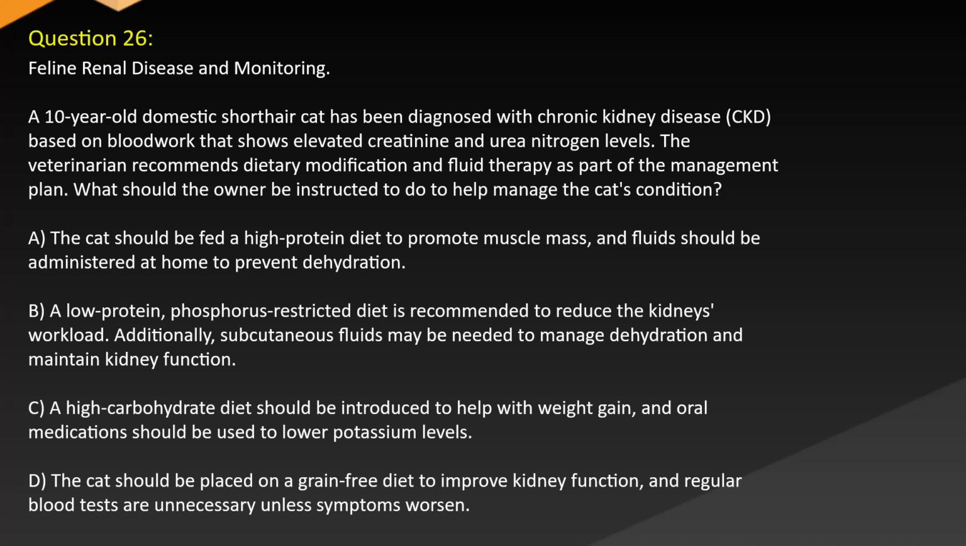A. The cat should be fed a high-protein diet to promote muscle mass, and fluids should be administered at home to prevent dehydration. B. A low-protein, phosphorus-restricted diet is recommended to reduce the kidney's workload. Additionally, subcutaneous fluids may be needed to manage dehydration and maintain kidney function. C. A high-carbohydrate diet should be introduced to help with weight gain, and oral medications should be used to lower potassium levels. D. The cat should be placed on a grain-free diet to improve kidney function, and regular blood tests are unnecessary unless symptoms worsen.